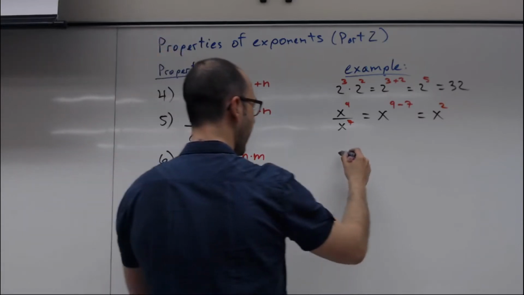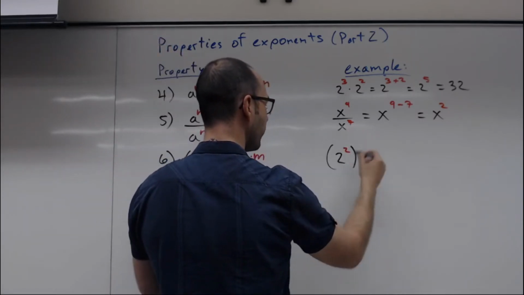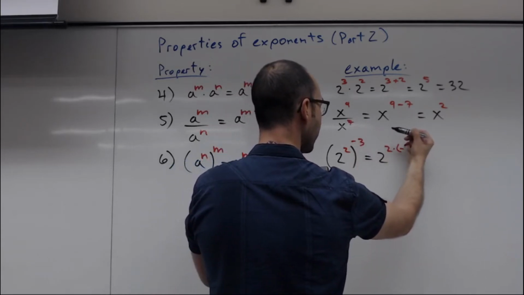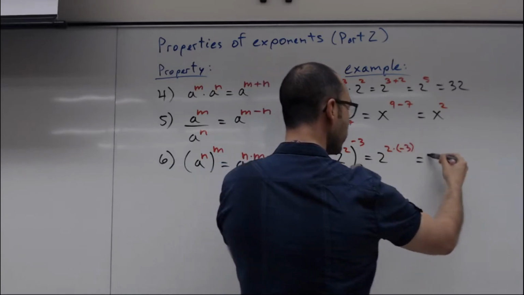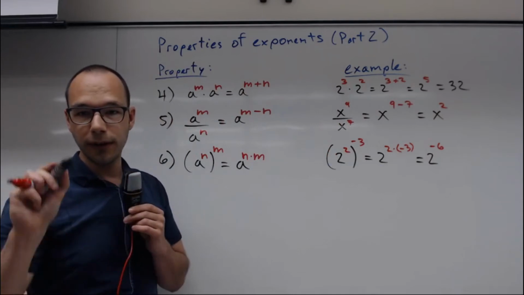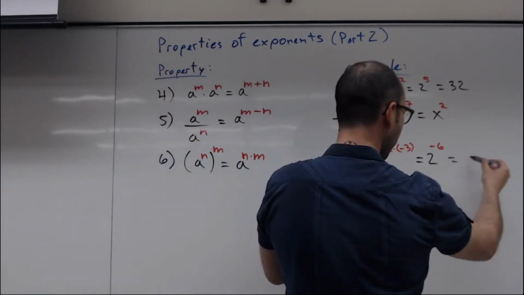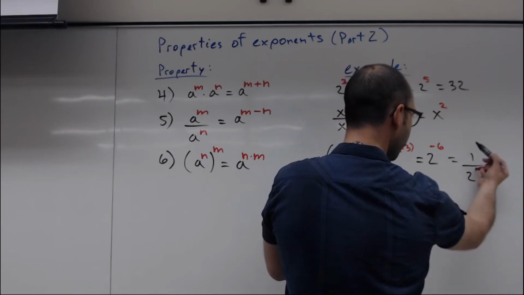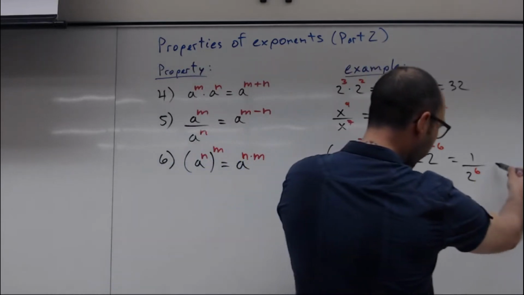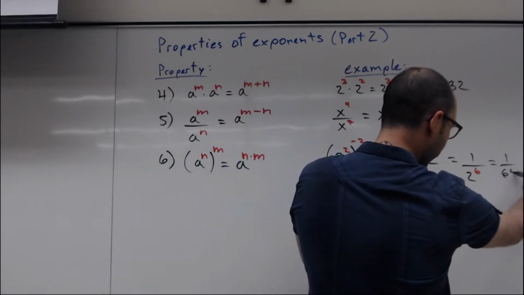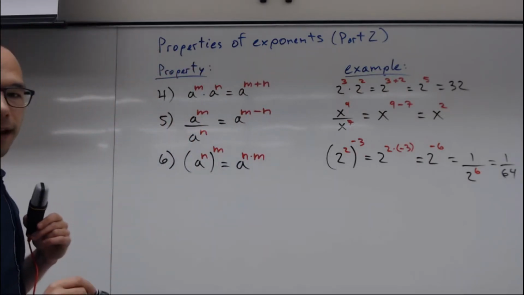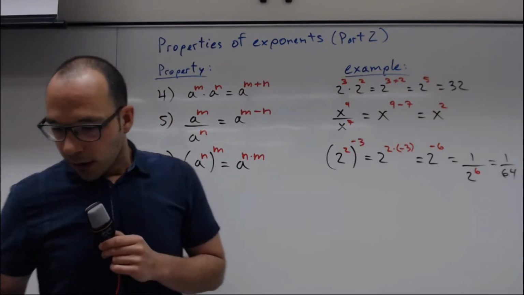Example, if you have 2 to the power of 2, all of that to the power of negative 3, it's going to be 2 to the power of 2 multiplied by negative 3. So it's going to be 2 to the power of negative 6. And if you've seen the previous video, you're going to know that this is 1 over 2 to the power of 6, which you can rewrite as 1 over 64. So this is a simple way to simplify expressions with exponents. Only 2 more to go.